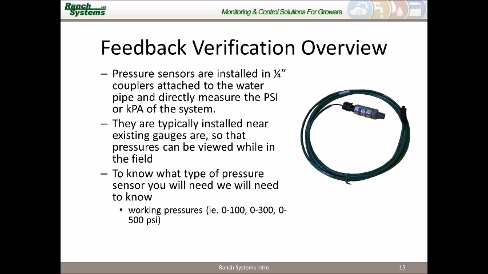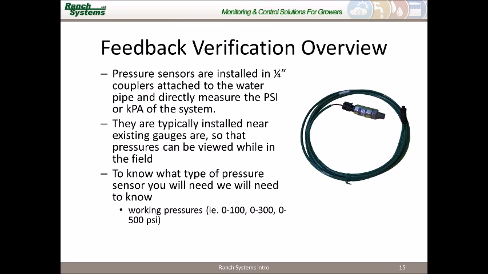And they are typically installed near your existing gauges or visual gauges so that they can be viewed while you're in the field, and you have a correlating data point online, so you know roughly what's going on in the field. And pressure is always a good indication of the system with the combination of flow. The reason for that is that the flow rate can be fixed at a particular rate. For instance, if you have a VFD or pressure sustaining valve, the pressure may stay at a fixed rate where the flow may start to increase, or vice versa.